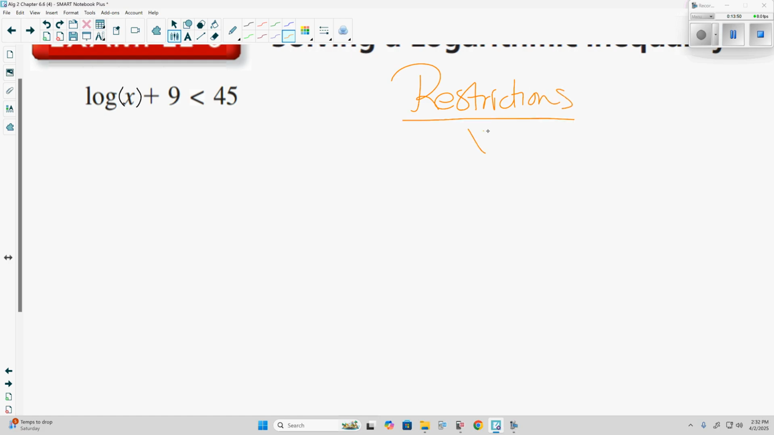Restrictions. Well, again, the only thing inside the log is x. And we know that it cannot be less than or equal to 0, or we could say that x has to be what? Greater than 0. Either way, x cannot be less than 0, x can be greater than 0. So we know that x has to be bigger than 0.